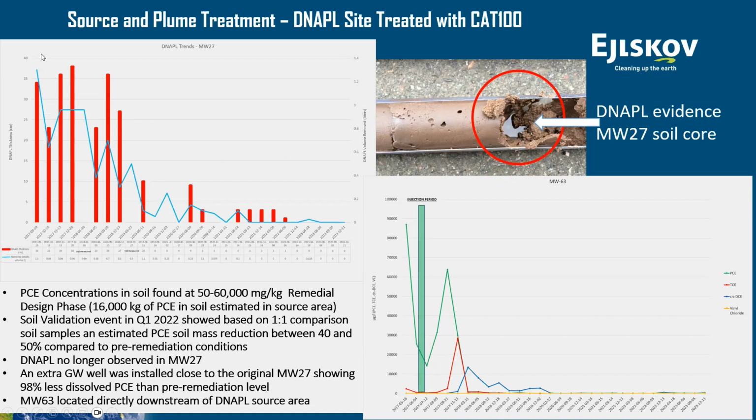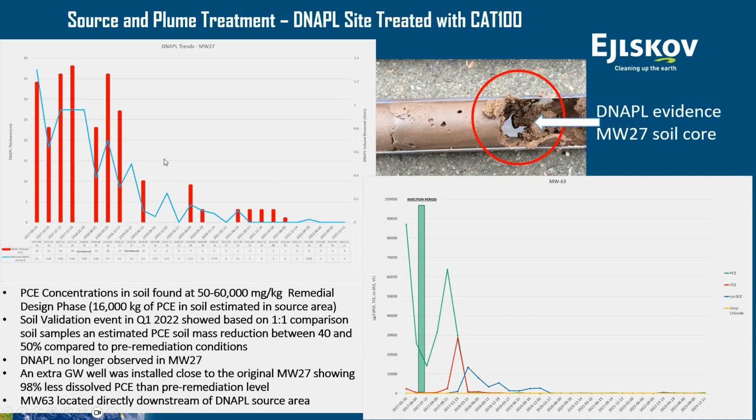And post-injection, we have seen the trends. These are data collected by the consultant in charge, where we saw the DNAPL present reducing over time. The removal of the DNAPL went from a few liters at the very beginning to no more DNAPL being available for removal. Based on soil validation, we were able to estimate a 40 to 50% reduction in soil mass within a period of about 4 years post-installation.